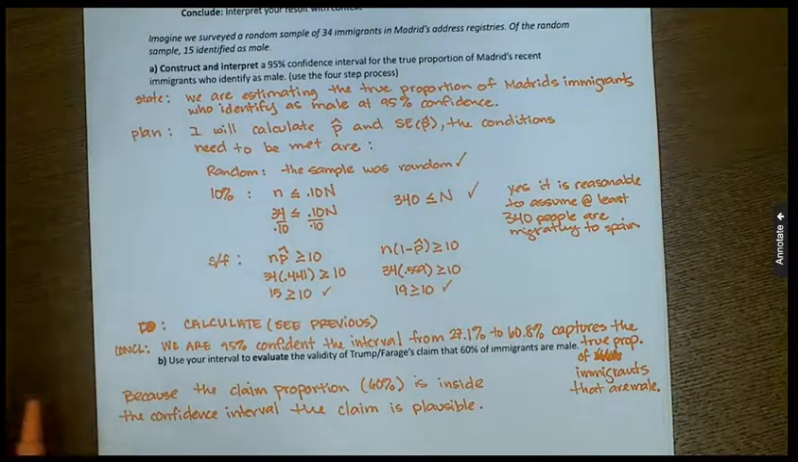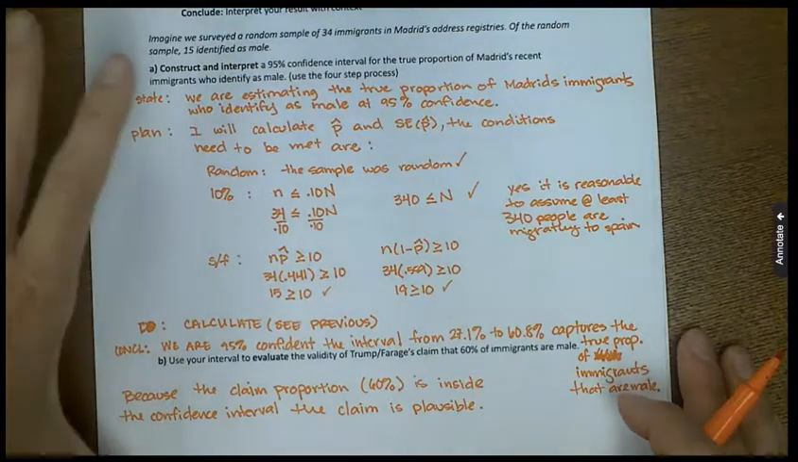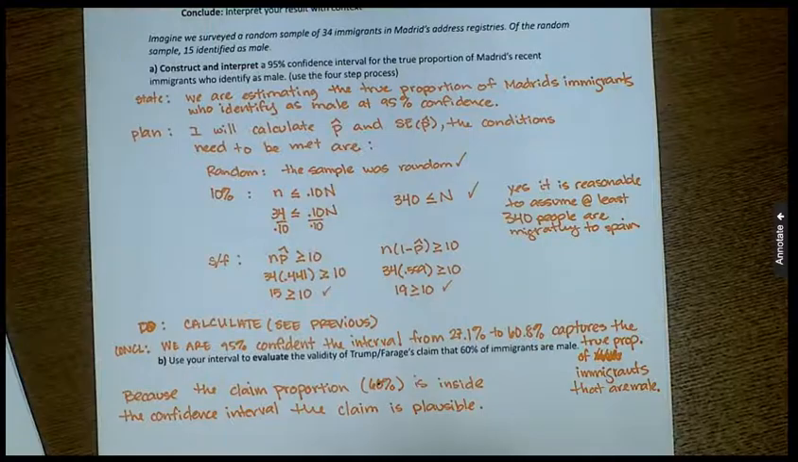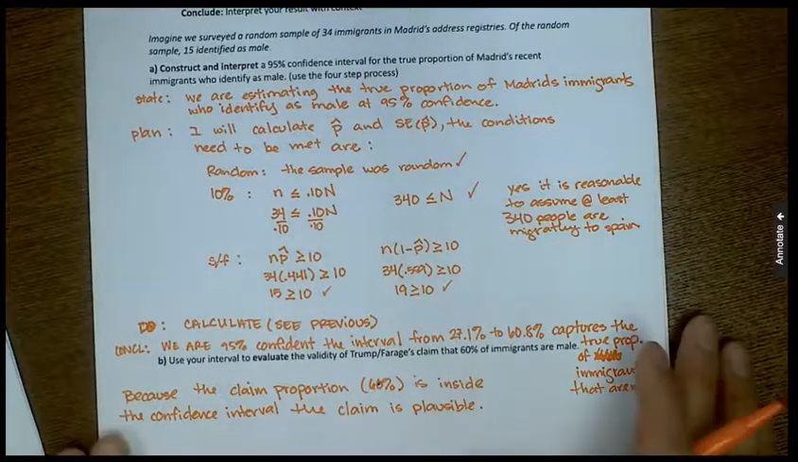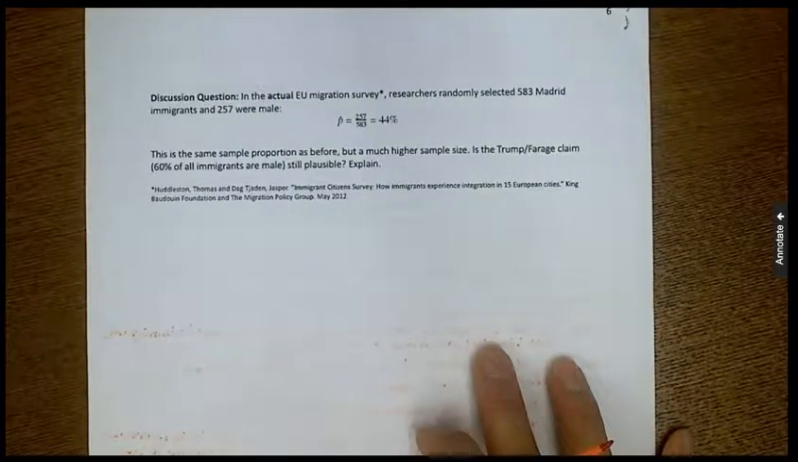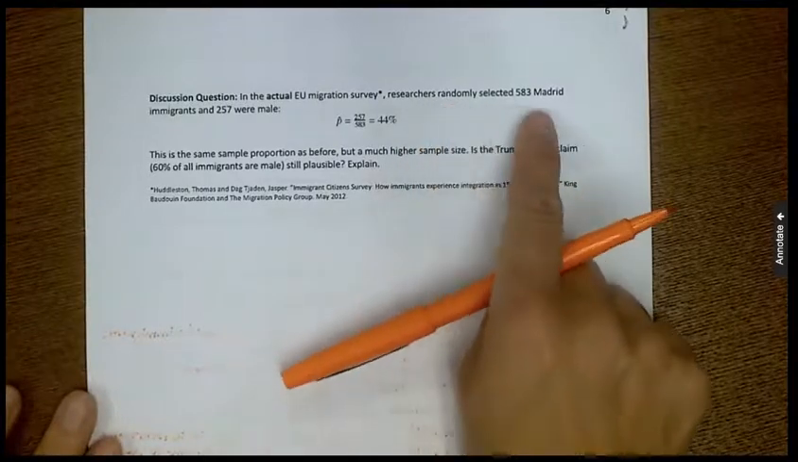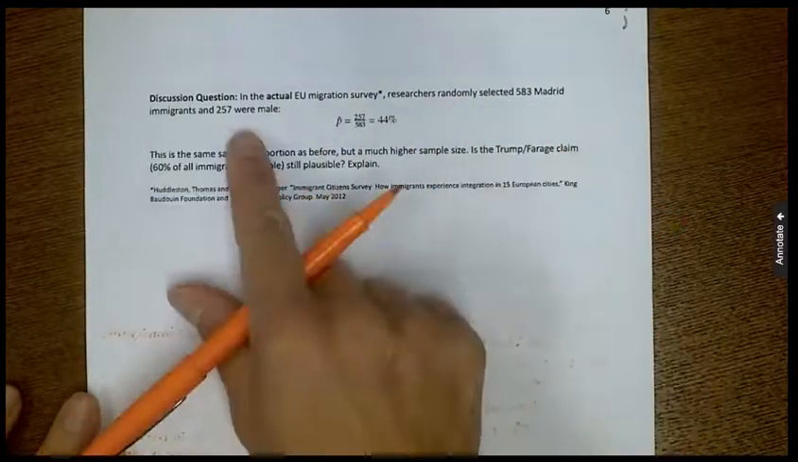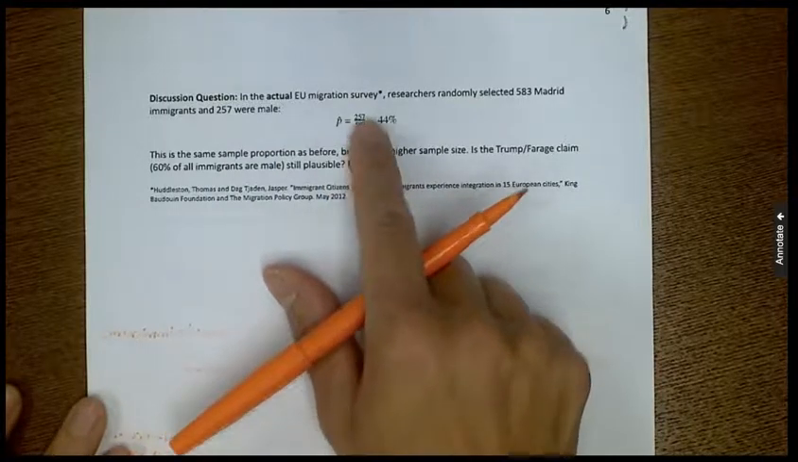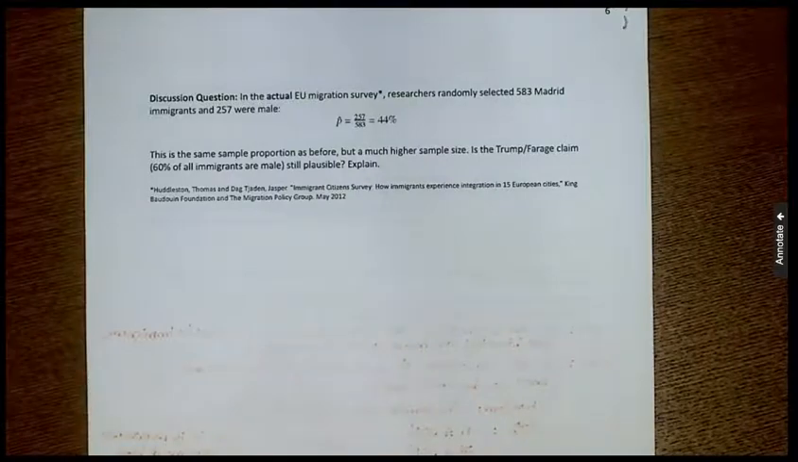Okay, now remember this problem that we did was based off of the mock data that we had. So let's now take a look at redoing this a second time using the real data. The real data is given here. Researchers randomly selected 583 Madrid immigrants and 257 were male. So here's your proportion. Your p hat is 257 divided by 583, which is 44%.